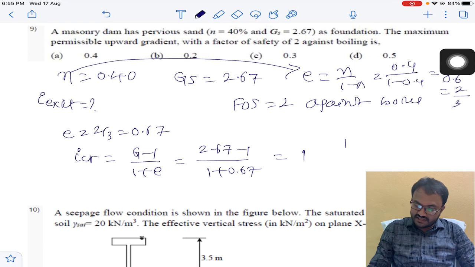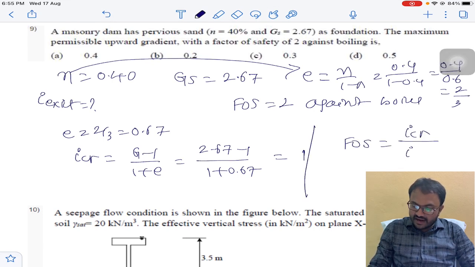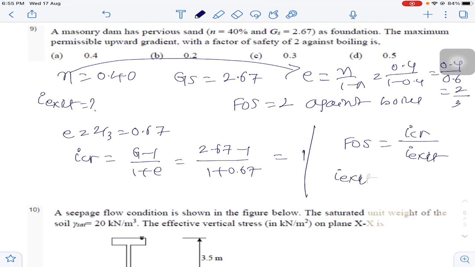Now we have one definition. Factor of safety is equal to critical hydraulic gradient divided by exit gradient. So exit gradient is equal to ICR divided by factor of safety. ICR we got is 1, factor of safety is 2. So exit gradient is equal to 0.5. So the answer is D for question number 9.